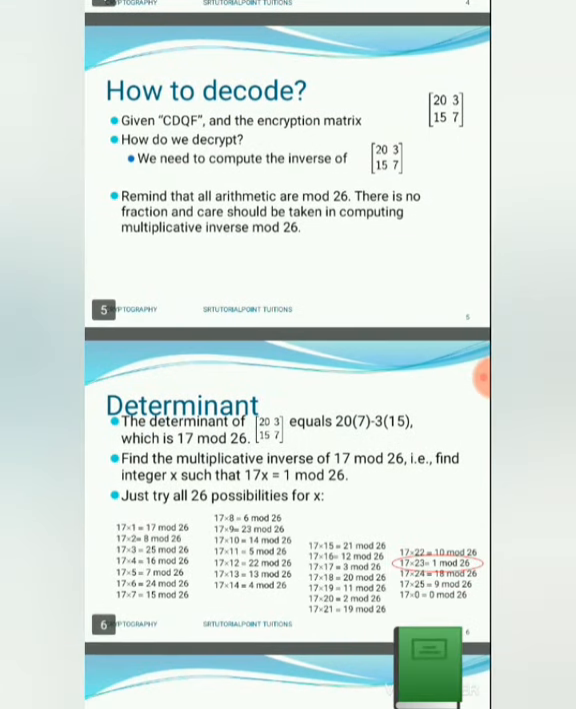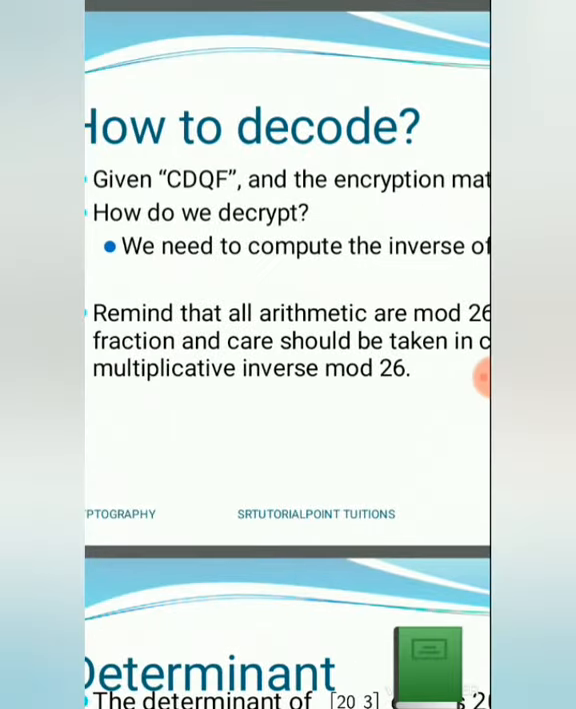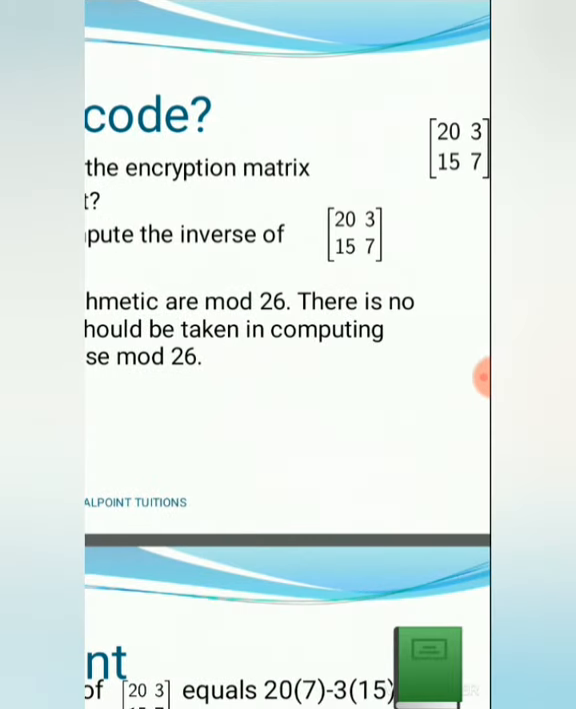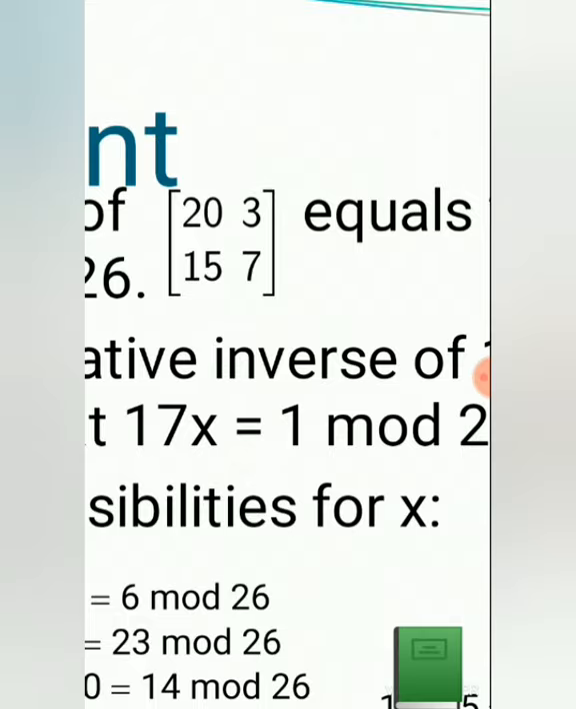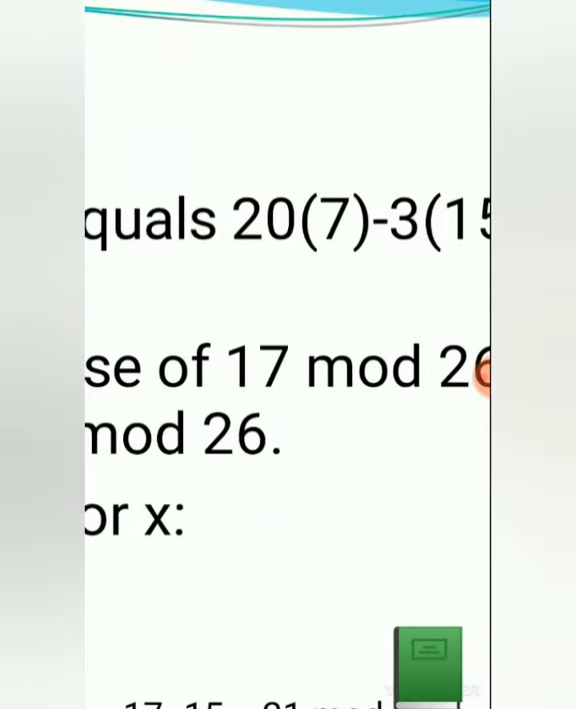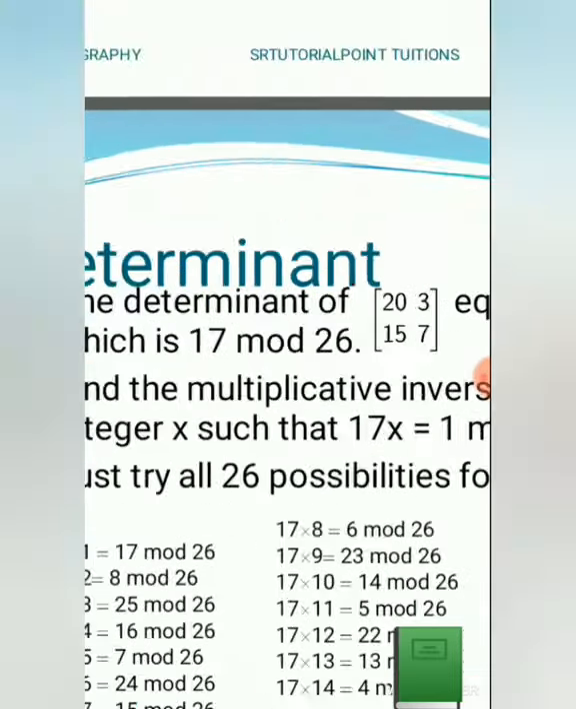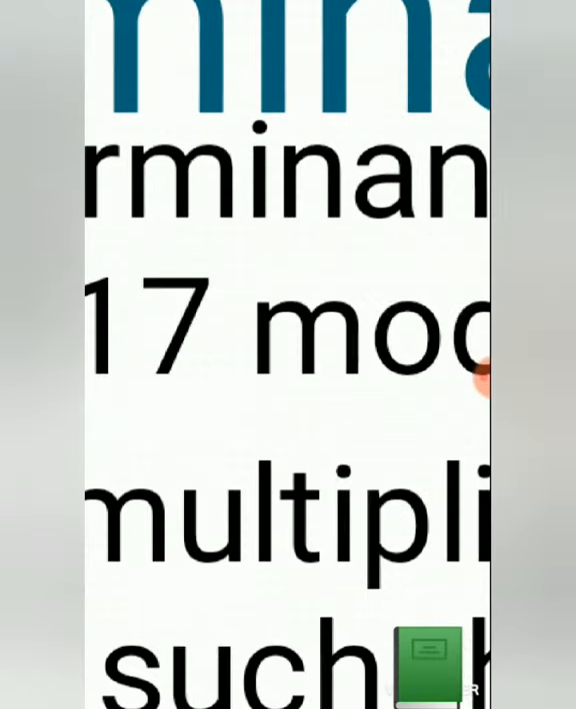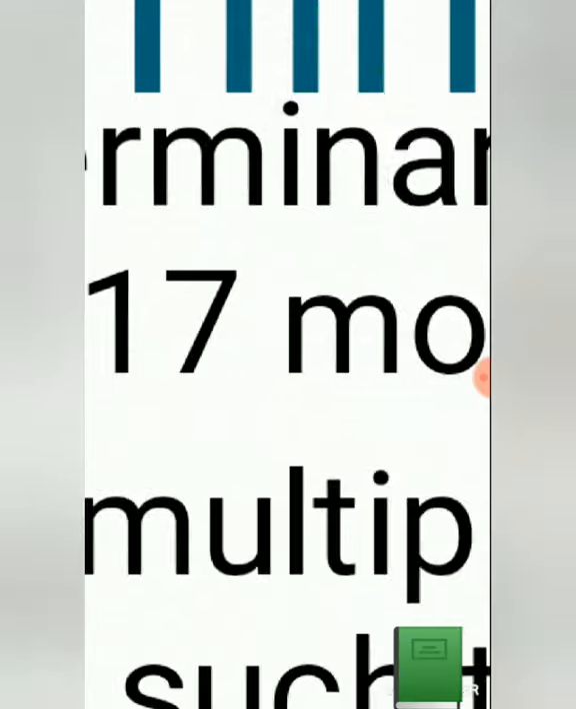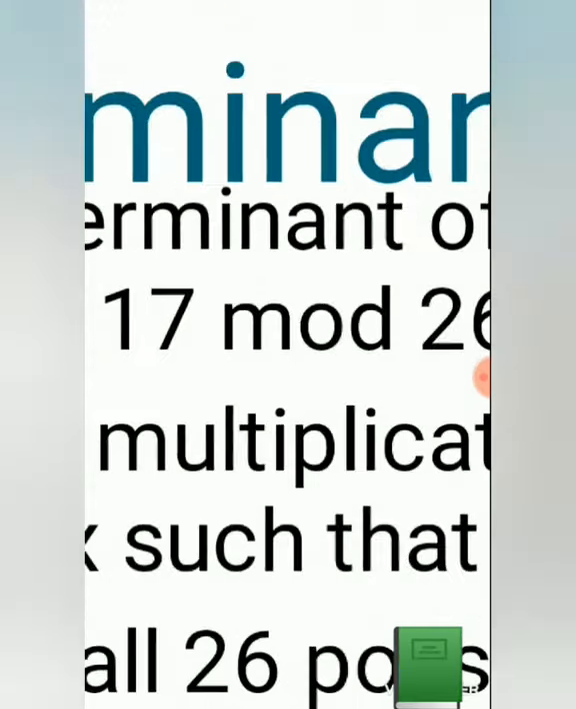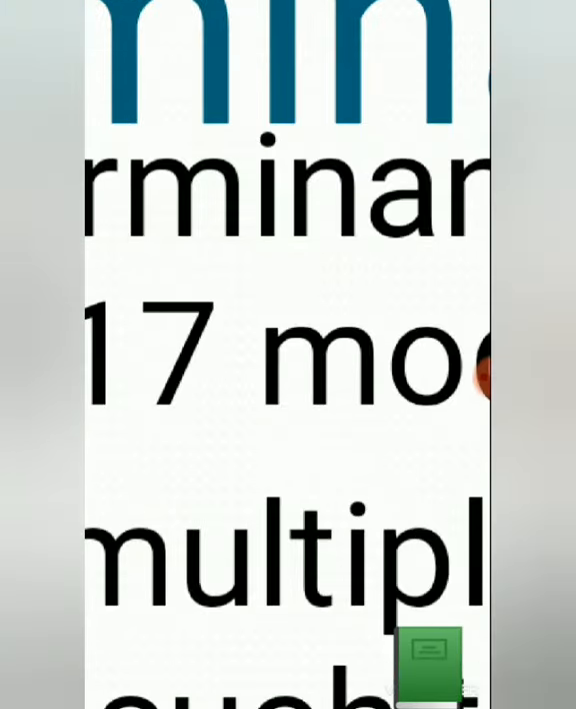Now decode it. How can you decode it? We need to compute the inverse of this key value. 20 into 7 minus 15 into 3. How much do you get? 95, right? 95 divided by 26 gives 17 as the remainder. So the mod value is 17 here. You have to find the inverse for this mod value.